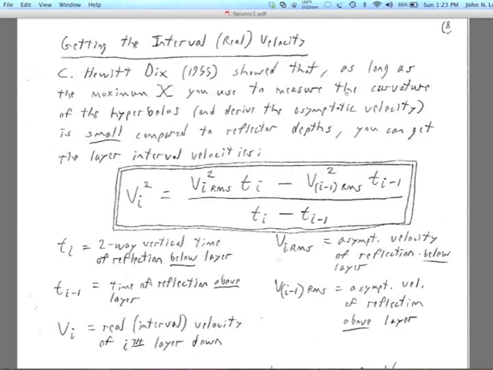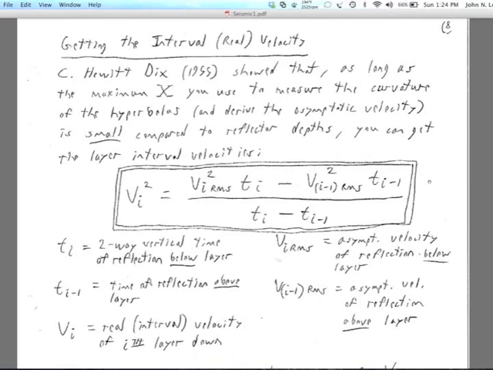As long as the maximum offset capital X that you use to measure the curvature of the hyperbolas, and get the asymptotic velocity, is small compared to the reflector depths. For the data we record, that's not necessarily going to be true, but it's still a useful approximation. For a lot of surveys, it is true.